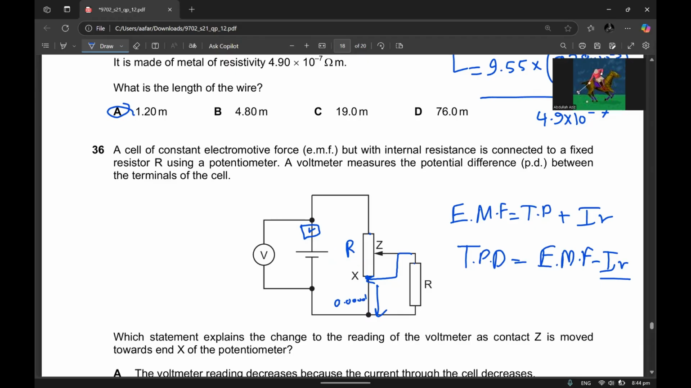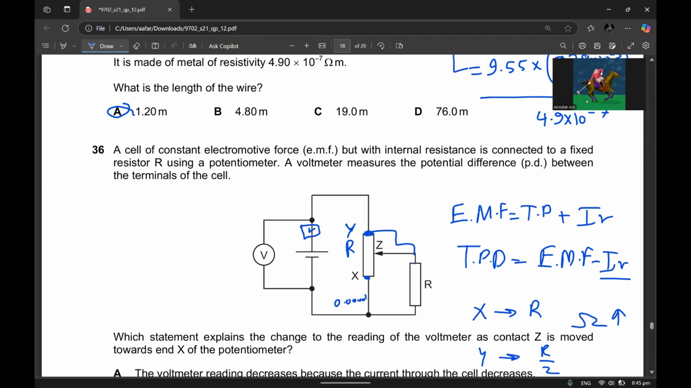Now let's say the contact Z is at this point. Now it forms a parallel circuit with two resistors R. At end X, its resistance is R, and let's say this is Y. At Y, since it's parallel with the same resistance on both wires, it will be R over 2. So you can see the pattern. When it's at Y, it's R over 2, and when it's at X, it's R. That means the resistance is increasing.